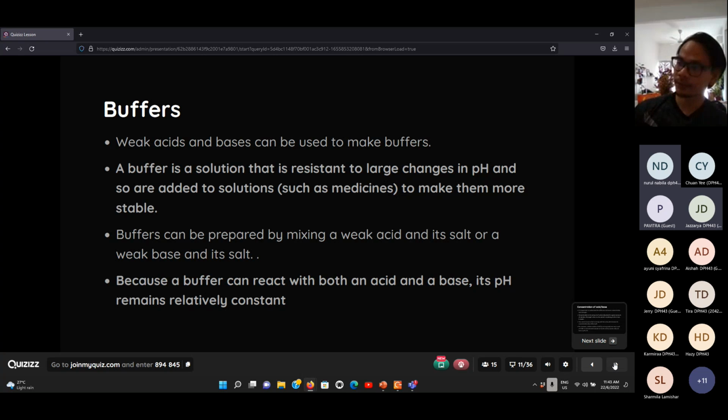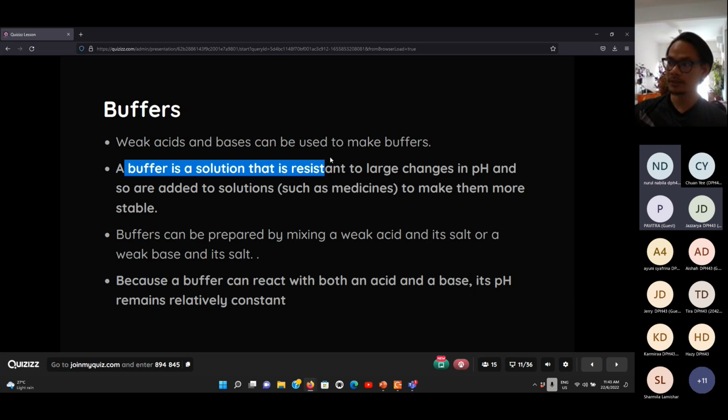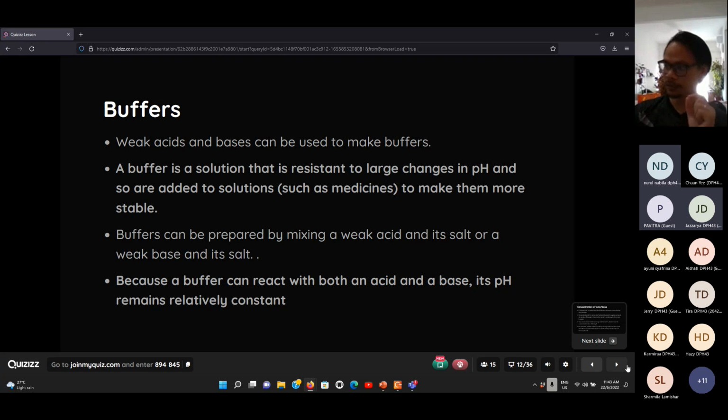This is because a buffer can react with both an acid and a base, and its pH remains relatively constant. Tak mudah berubah. Okay, remember the definition of a buffer. A buffer solution is a substance that is resistant to large changes in pH. Dia tak mudah ubah pH dia dengan banyak. Ubah sikit-sikit, tapi tak banyak.